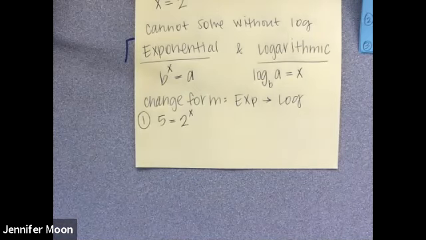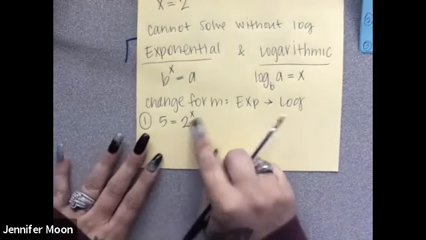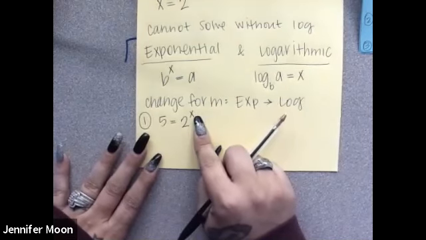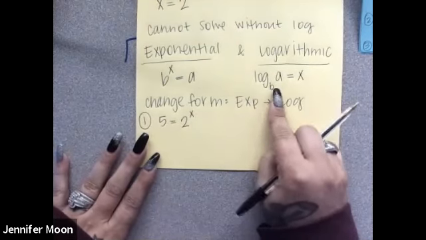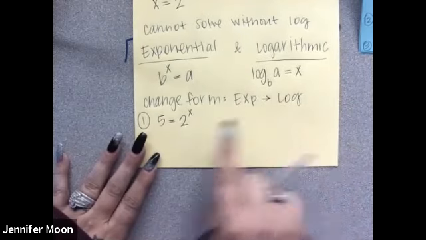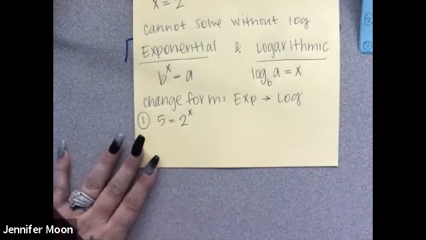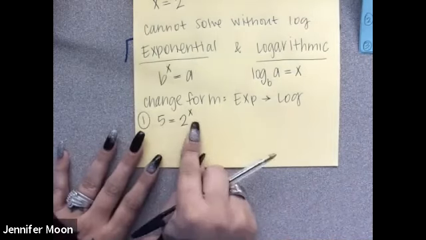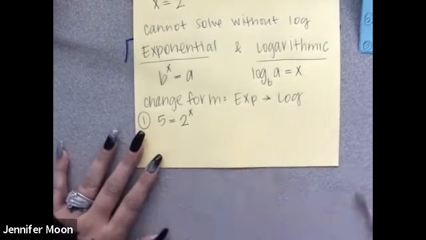This is in exponential form. I know that because there's that exponent right here, right? If it was in logarithmic form, I would see the word log. But I mean, it's even telling me to switch or convert it to the logarithm form. So what I'm gonna do is underneath this, I'm gonna identify my A, my B, and my X.